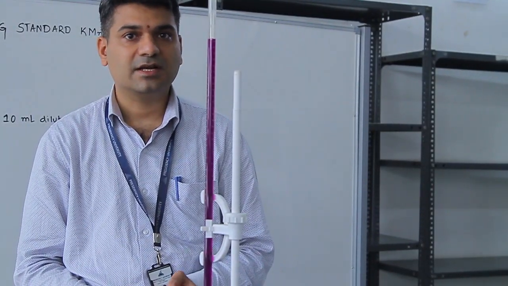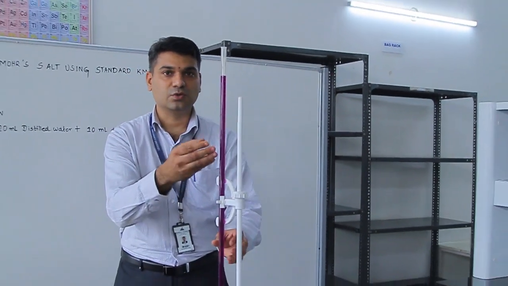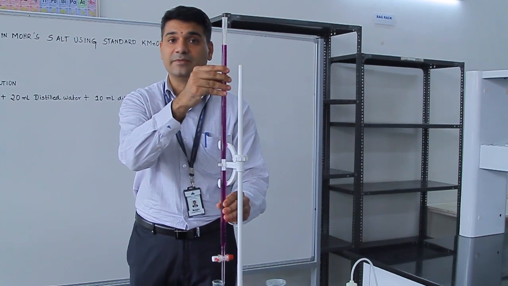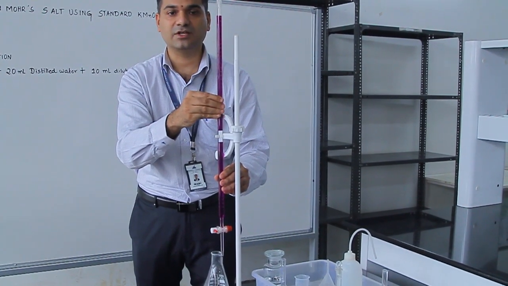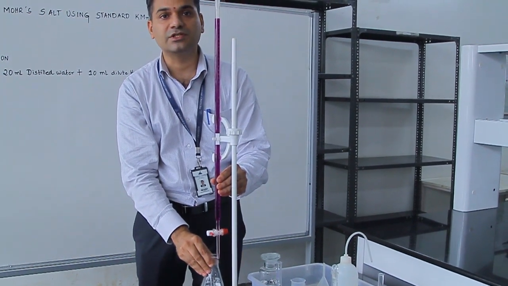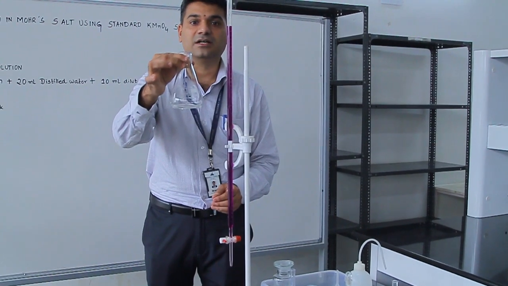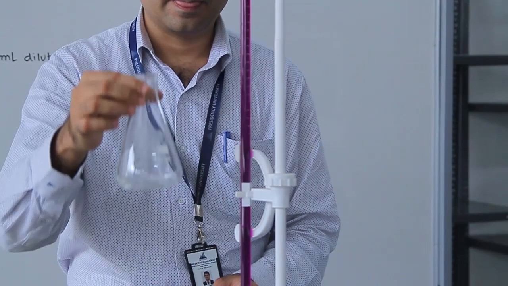The glasswares, the solutions and the reagents required are as shown over here. In the burette, we are going to take potassium permanganate. It is the standard potassium permanganate solution which is of 0.02 normal concentration. And in the conical flask, the iron sample solution is being taken.